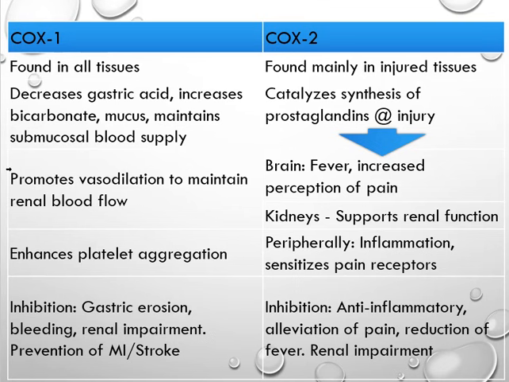So when we want to inhibit this, it'll decrease the pain. It also will decrease fever. It sensitizes the pain receptors. It helps the kidneys, but it inhibits the anti-inflammatory, so you get decreased pain, decreased fever. You'll get renal impairment when both COX-1 and COX-2 are inhibited. So that's a problem with both selective and non-selective COX inhibitors, is the renal impairment. So you get both good and bad effects.